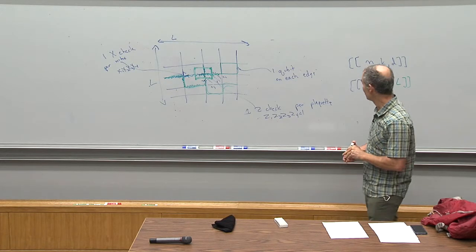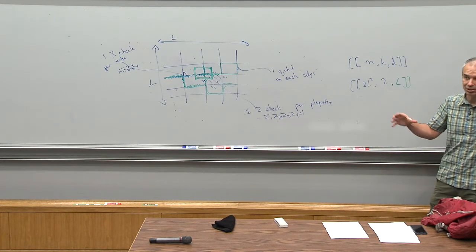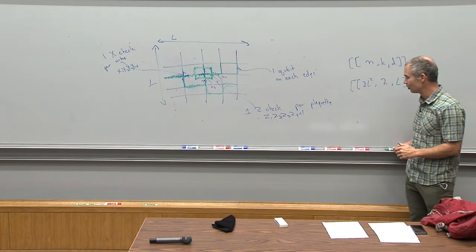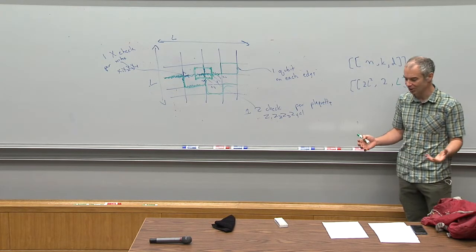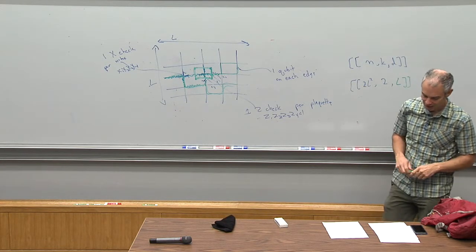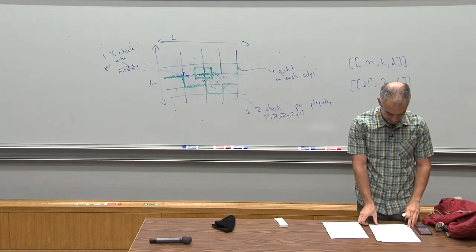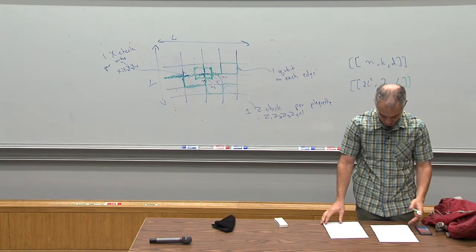So as promised, this is a code where the distance can get as big as you want. You just make the thing bigger, and then the distance gets bigger. So it's a nice family. If you want a distance 7 code, you make it 7 by 7, or whatever you want, 11, 13, anything. So this is an important class of codes that are studied.